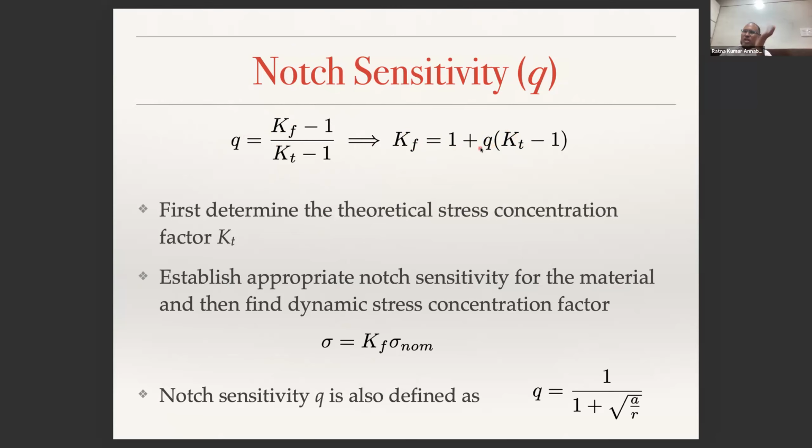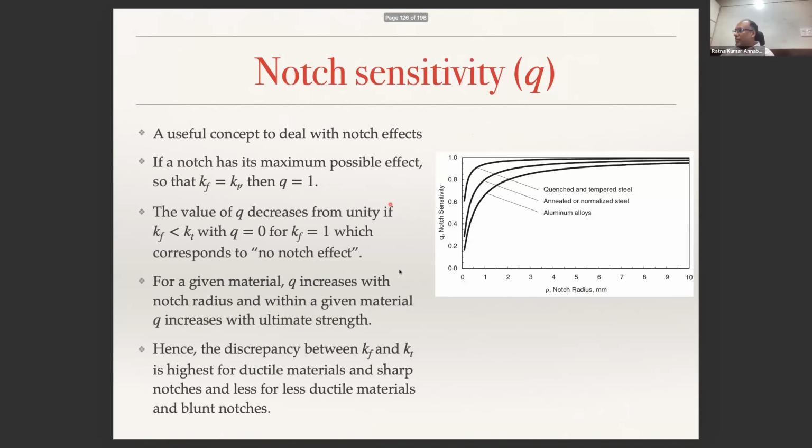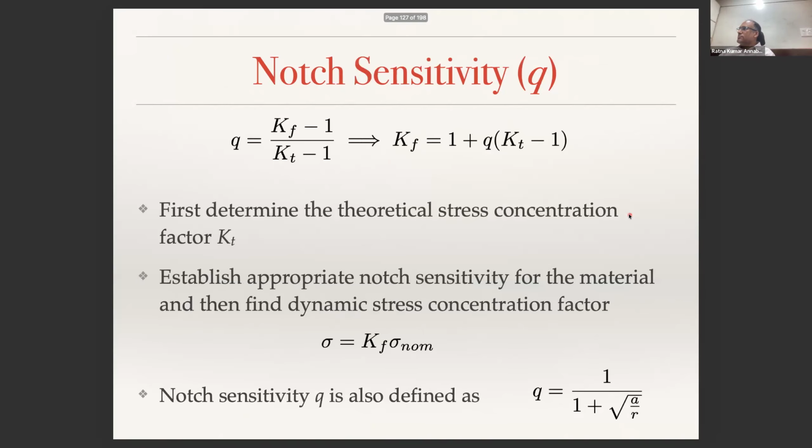Right? That means there is full notch sensitivity. Your fatigue stress concentration factor is equal to the theoretical stress concentration factor when Q equals 1. When Q equals 0, then Kf will be equal to 1. That means there is no notch sensitivity, no effect of having a notch there. Q equal to 1 is somewhere here, right? A very large radius. Okay. So once having calculated your Kf, your actual stress will be Kf times the nominal stress.